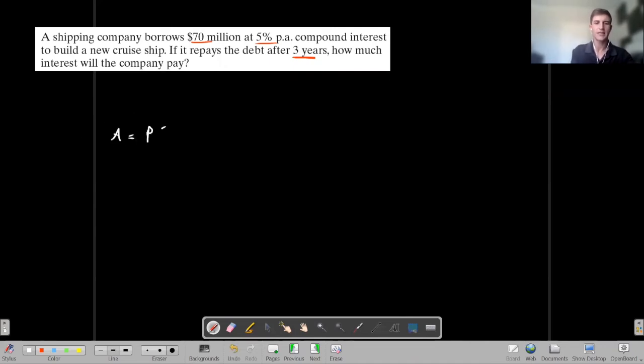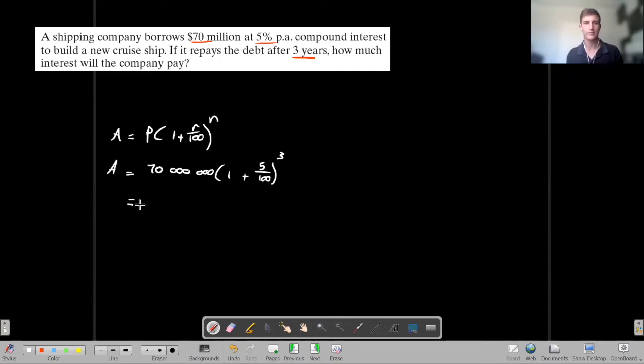So A is equal to P times (1 plus R over 100) to the power of N, compound. Let's plug and play. My principal amount is 70 million, so that's a lot of zeros. And this is times 1 plus my rate, which is 5, so we have 5 over 100, and we raise it to the power of 3. This final amount that I would actually owe the bank, or I'm not sure where they lent the money, but let's see. So it's 70 million times 1.05 to the power of 3.